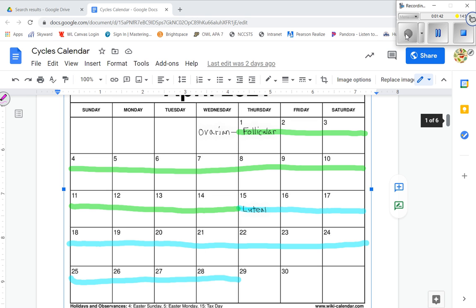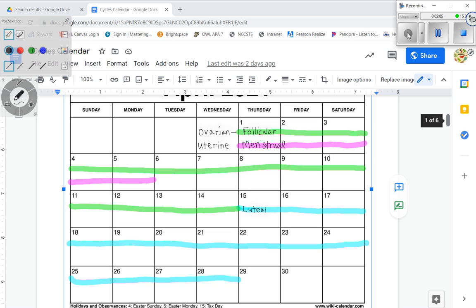So now let's add the uterine cycle for this phase. The first part of the uterine cycle is the menstrual phase, and she said she normally bleeds for 5 days, so we're going to add another line to represent that. 1, 2, 3, 4, 5. So there we have the menstrual phase.